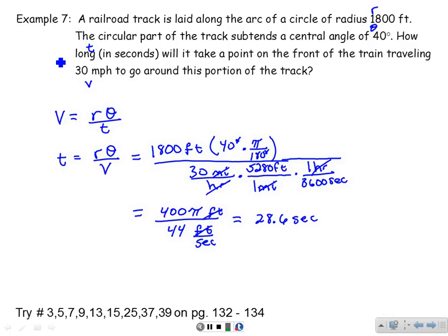So that one was a little hard. As far as units are concerned, you've just got to know what's given, what you're needing, and how to work the units. Alright, so I'd like you to try these problems on page 132 through 134. If you have questions, bring them into class.